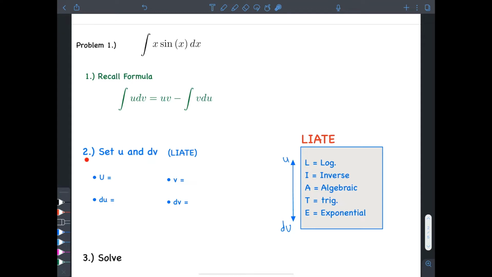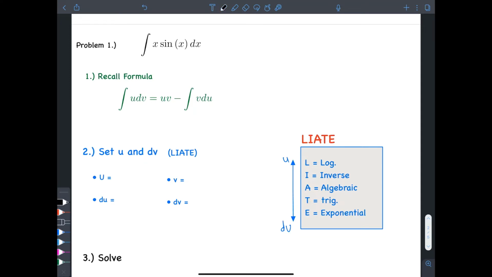So step 2 is to set u and dv, and that's where we use the LIATE technique. What LIATE says is that the term in your integral that's closest to L can be used as u, and the term in your integral that's closest to E can be used as dv. So in our particular problem, we can see that we have an algebraic being multiplied by a trigonometric expression. So referencing our chart, we can see that algebraic is closest to u, and trigonometric is closest to dv.